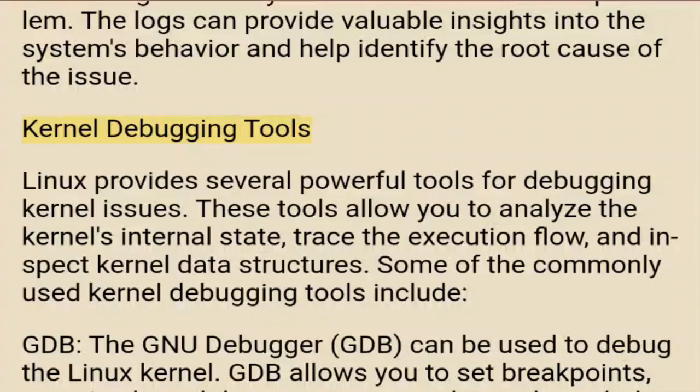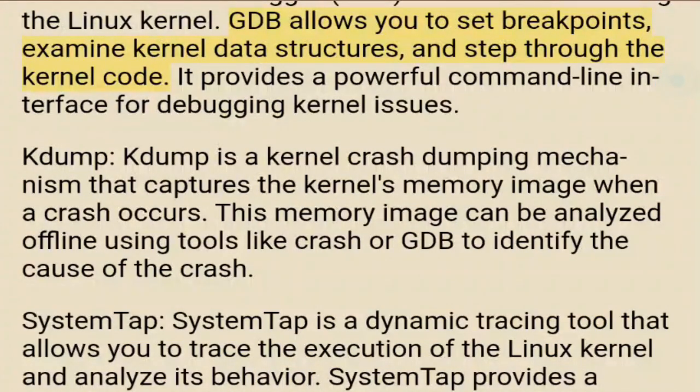Kernel debugging tools. Linux provides several powerful tools for debugging kernel issues. These tools allow you to analyze the kernel's internal state, trace the execution flow, and inspect kernel data structures. Some of the commonly used kernel debugging tools include GDB. The GNU debugger, GDB, can be used to debug the Linux kernel. GDB allows you to set breakpoints, examine kernel data structures, and step through the kernel code. It provides a powerful command line interface for debugging kernel issues.